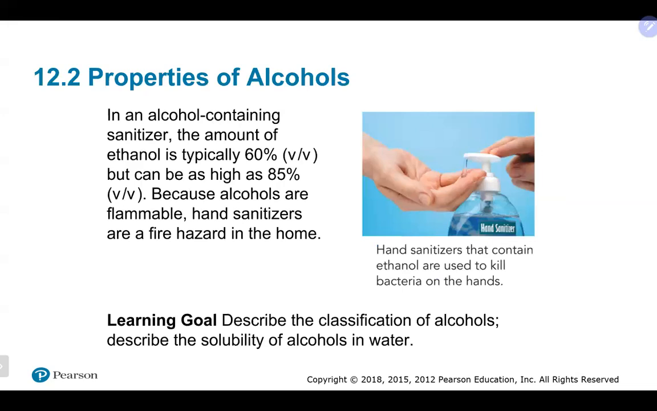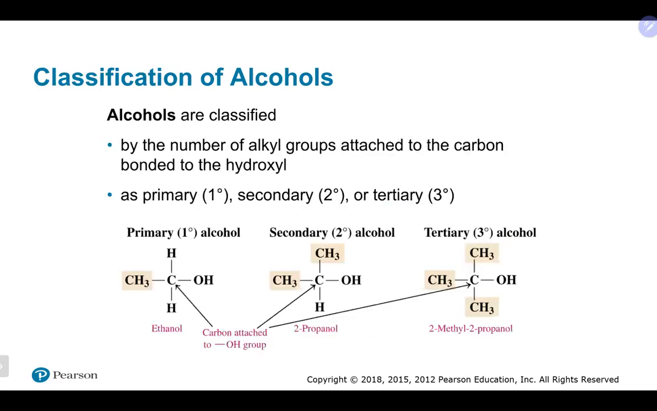Use of alcohol: hand sanitizer, which we're familiar with a lot these days, contains ethanol, about 60% by volume, as high as 85%. So alcohol also, as we talked about a little bit in discussion as well, can be classified like we classify carbons as primary, secondary, tertiary.